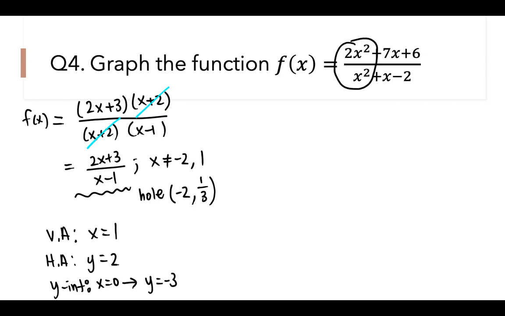And what about the zeros? So for the zero, I'm going to make the numerator equal to 0, right? So y is equal to 0. So 0 is equal to 2x plus 3. X is equal to -3 over 2.